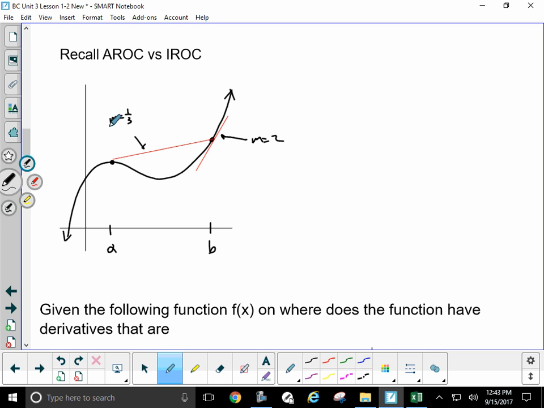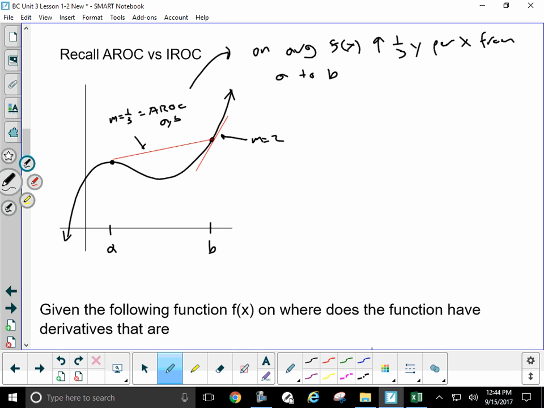Okay, recall the slope of this line, this would be the average rate of change of the function between A and B. I would say from that information that on average, f of x, and since this is a positive 1/3, I'd say on average f of x is going up 1/3 of a y per x unit from A to B. Okay, so on average my function is going up.